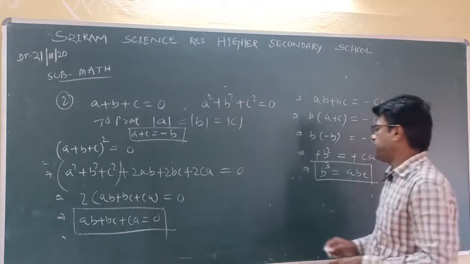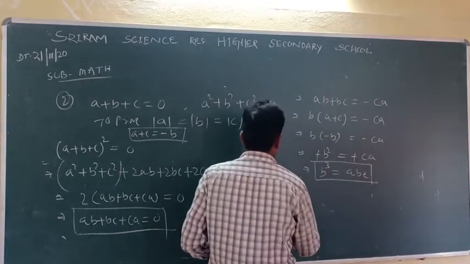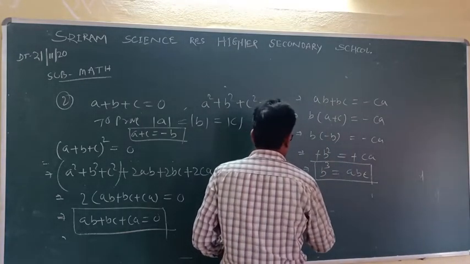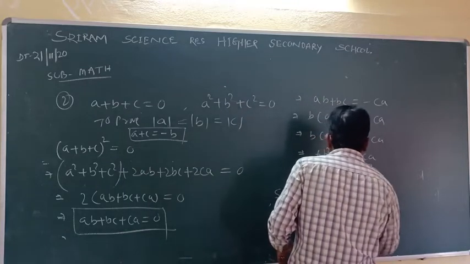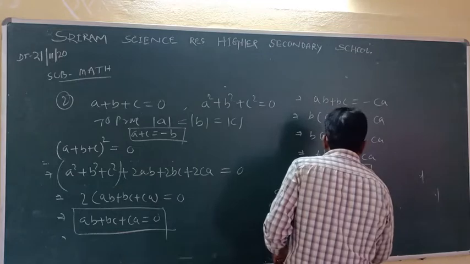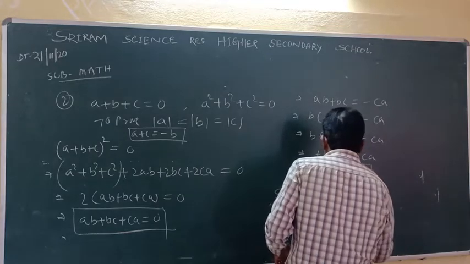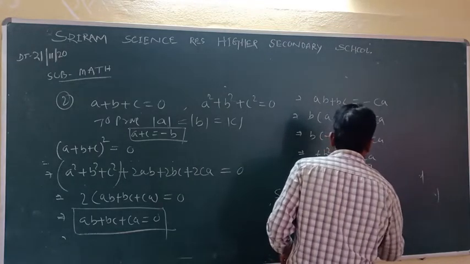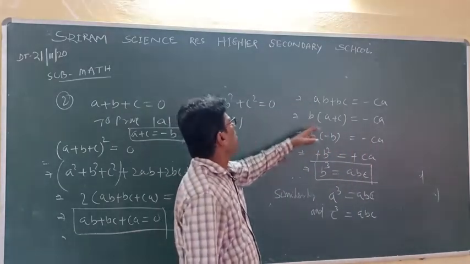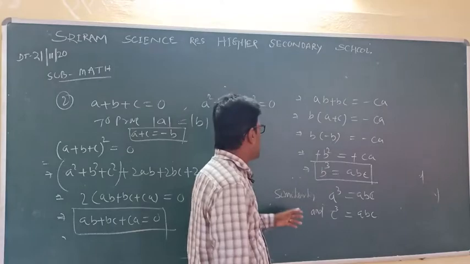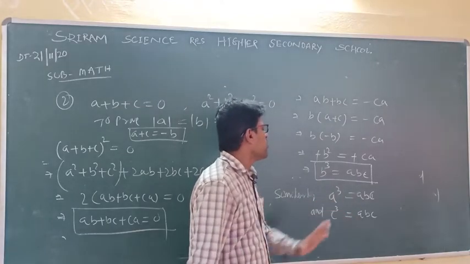Similarly, a cube is equal to abc and c cube is equal to abc. We prove b cube is equal to abc. Similarly, we can prove a cube is equal to abc, c cube is equal to abc.